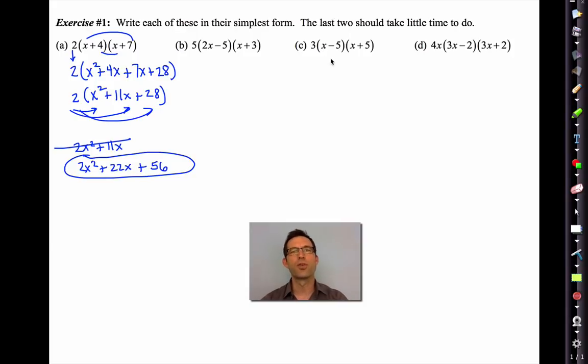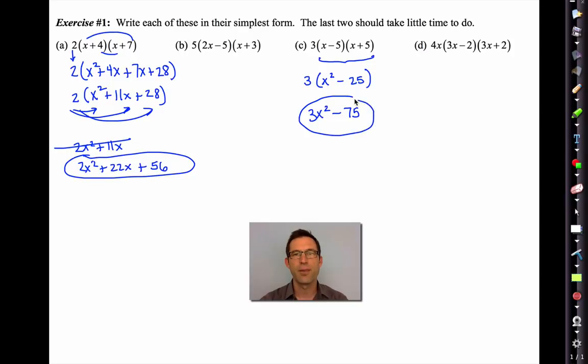Now, I'm going to skip over and do C, because then I'm going to want you to loop back and do B and D. I know this is a little bit strange, but I said the last two should take little time to do. The reason is that when I see x minus 5 times x plus 5, I can go through all of this if I want. But if I recognize that they're conjugate pairs, then I should recognize that I'm going to simply get x squared minus 25 out of them. When I then distribute the 3, it makes it very fast: 3x squared minus 25. So D is very similar to that. What I'd like you to do now is pause the video and go through both B and D, and then we'll take a look at the answers.